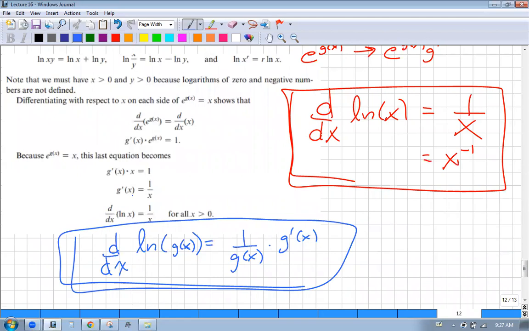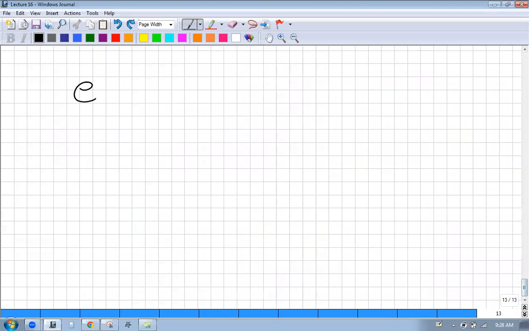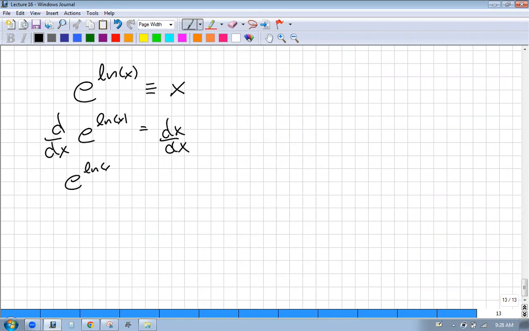So what do they start off with? Differentiating with respect to x, e to the g of x equals x, where g of x is natural log of x. So e to the natural log of x is just x, because these undo one another. If you take the derivative of both sides, the derivative of e to the stuff is e to the stuff times the derivative of the stuff. And the right side is just 1. What we're trying to do is solve for that.